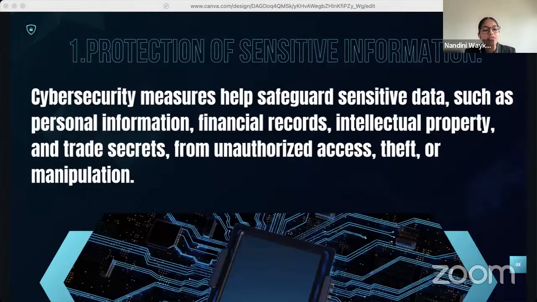The first one we have is protection of sensitive information. We have named it sensitive information because we do not want people to know about it. Cybersecurity measures help safeguard our sensitive data or information, such as personal information or our financial records, our intellectual property, or trade secrets for certain companies from unauthorized access, theft, or manipulation by any hacker. This protects individuals' privacy and prevents financial losses and reputational damage for businesses or companies.